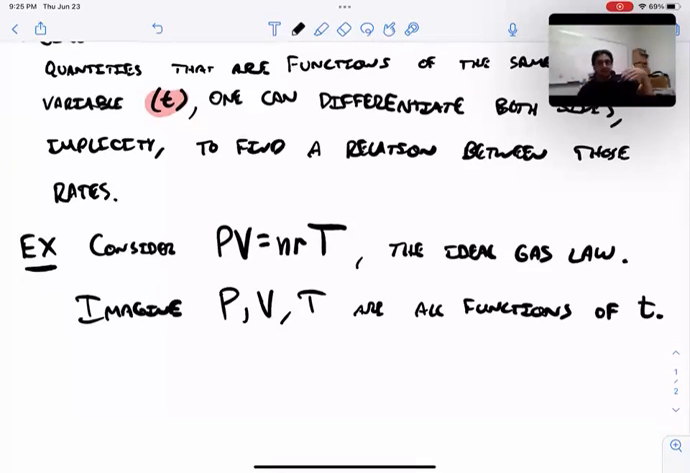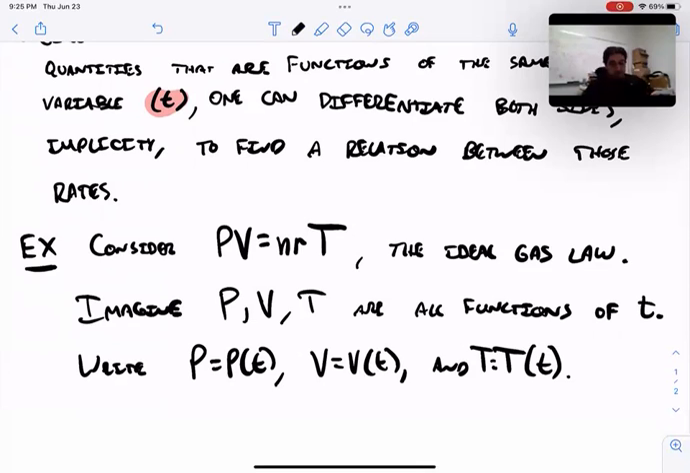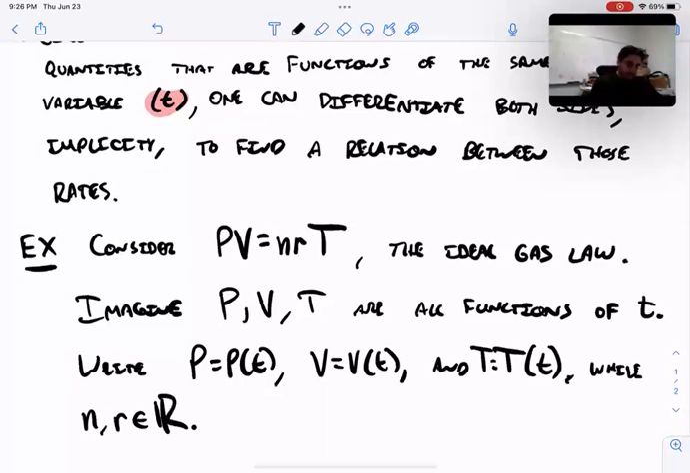So as time moves forward, the pressure in the system that we're studying is changing. Right, the volume is changing. And sometimes you'll see people write like P equals P of t to indicate pressure is a function of time, right? V equals V of t, volume is a function of time. And we'll say temperature, big T, is also a function of time. We'll say n and R are constants, right? So you could write this, n and R are just real numbers. They're just fixed real numbers. They don't depend on time. Those are just constants, right?